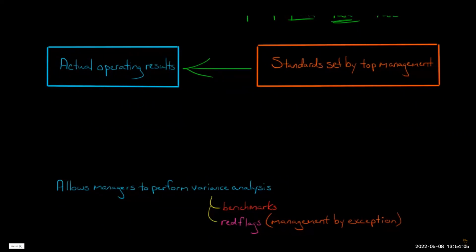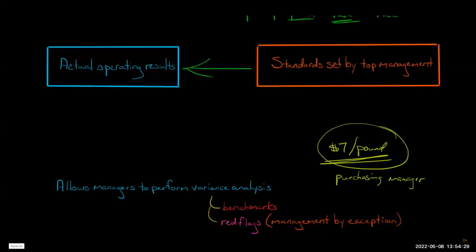And the variances serve as benchmarks to the managers. Let's say, for example, you are the purchasing manager and you need to purchase raw materials, and you have been told by top management that you need to pay no more than $7 a pound for raw materials. That's giving you a pretty clear target that you shouldn't be paying more than $7 a pound.